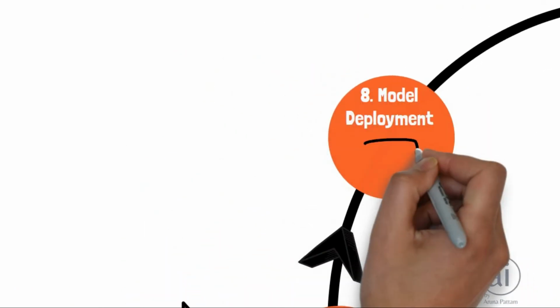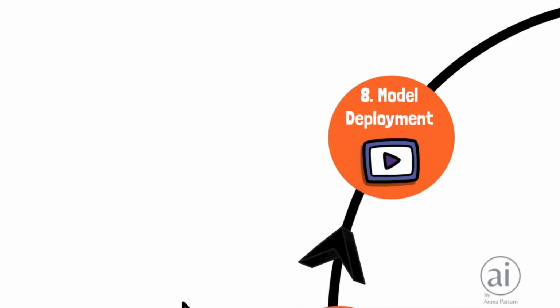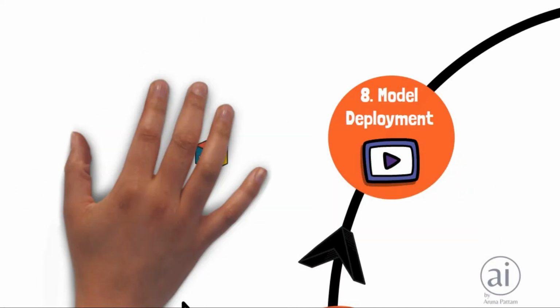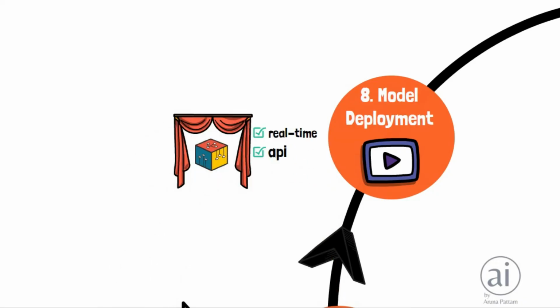Once we have evaluated the model and decided on the best performing model, we need to put the model to use by making the model available. Thus, the model deployment is simply the tasks that are required for exposing the machine learning model in a live environment via real-time or an API.